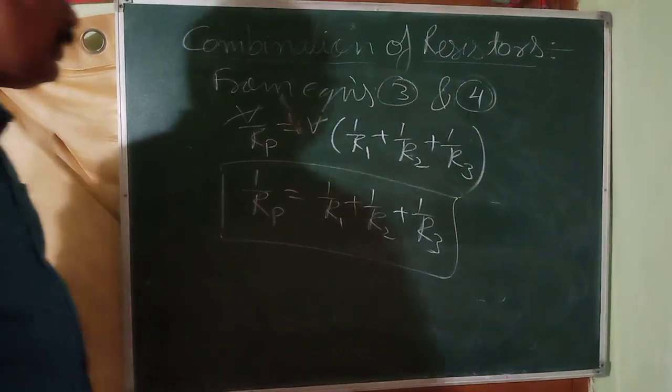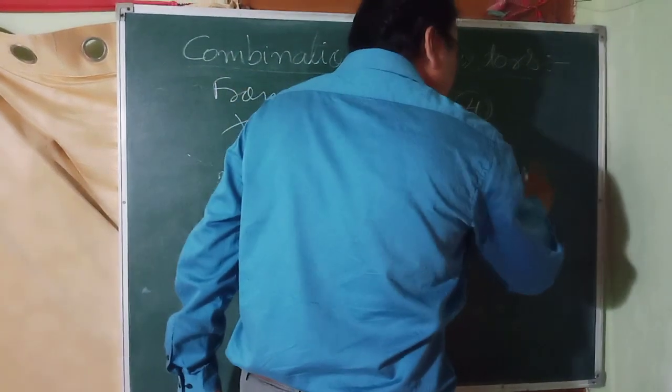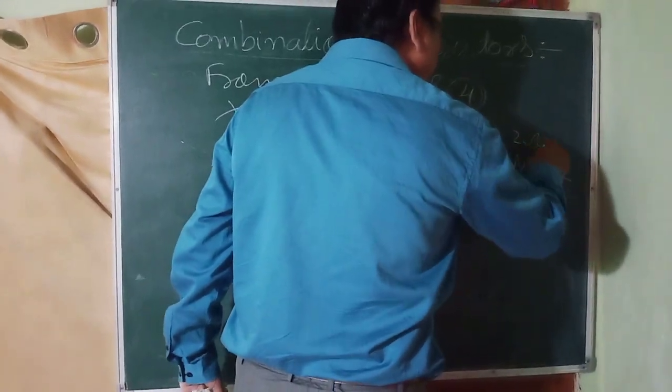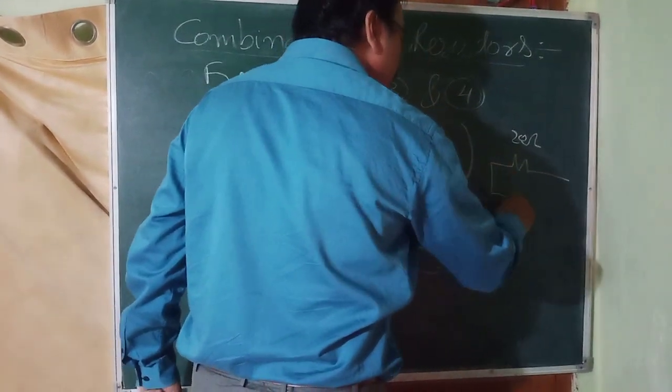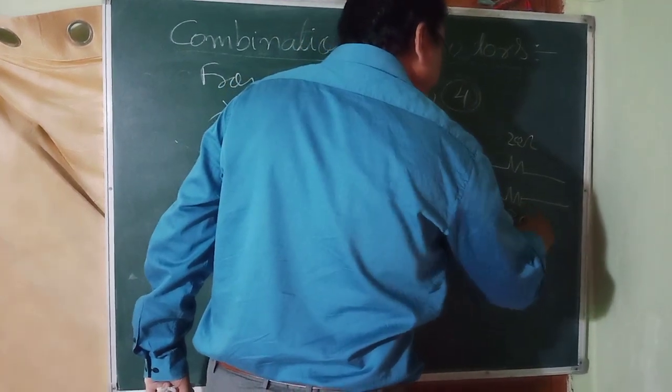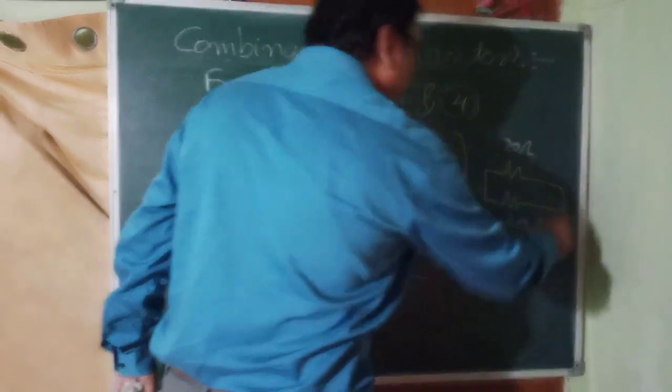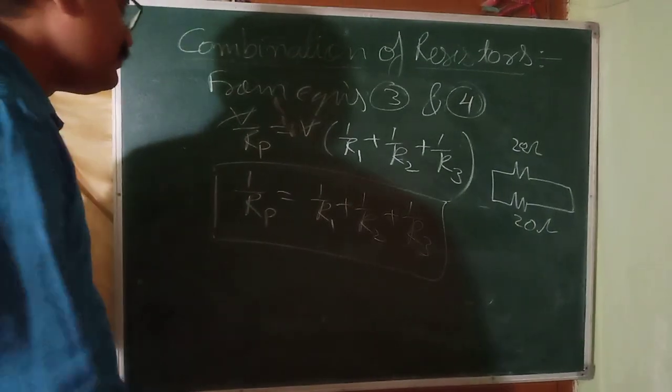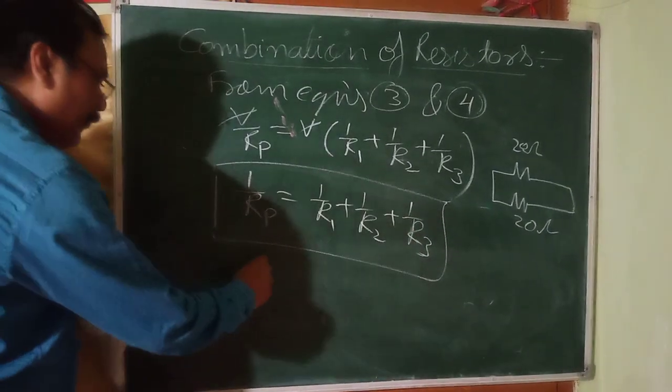Then what will we do? Let's see. Suppose this is a resistance of 20 ohm, okay? Here also you have got a resistance of 20 ohm. And you are going to connect them in parallel. So what will happen? Obviously, we will find the parallel combination.